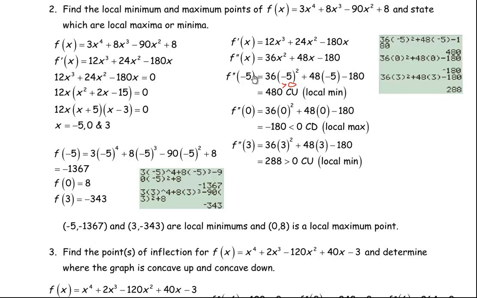So negative 5, and this was the y value, negative 1367, and 3, negative 343, are the local minimum points, and 0, 8 is the local maximum point. So there's two local minimums and a local maximum.